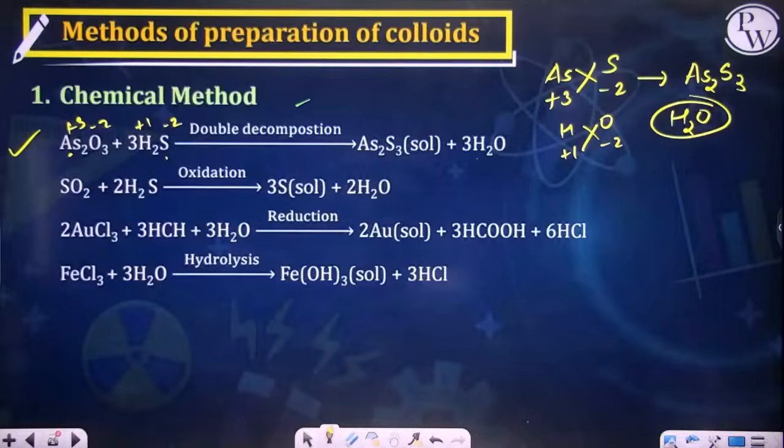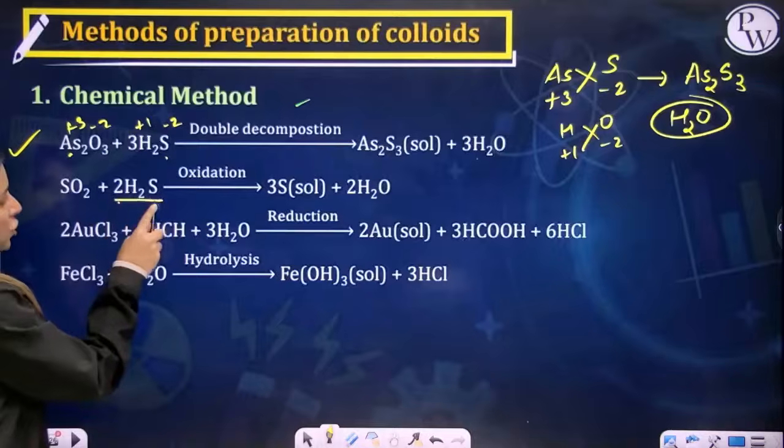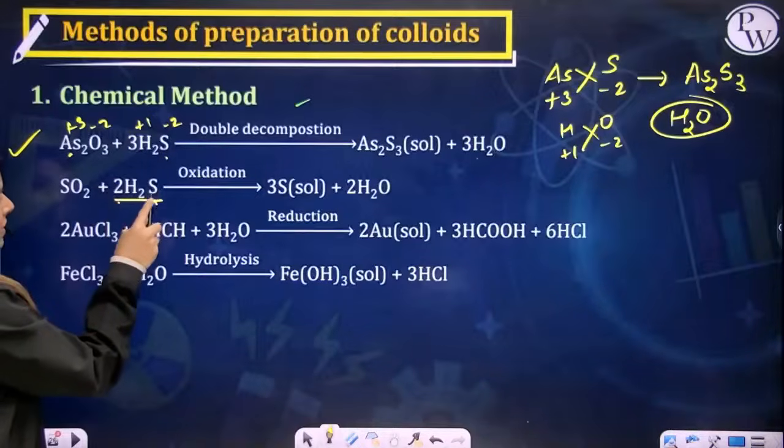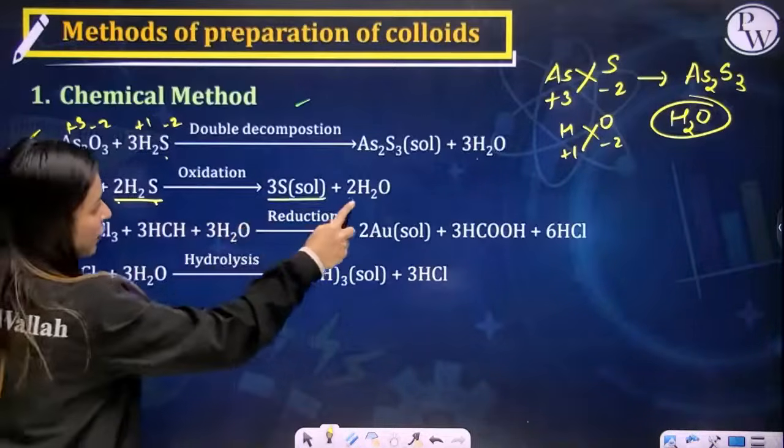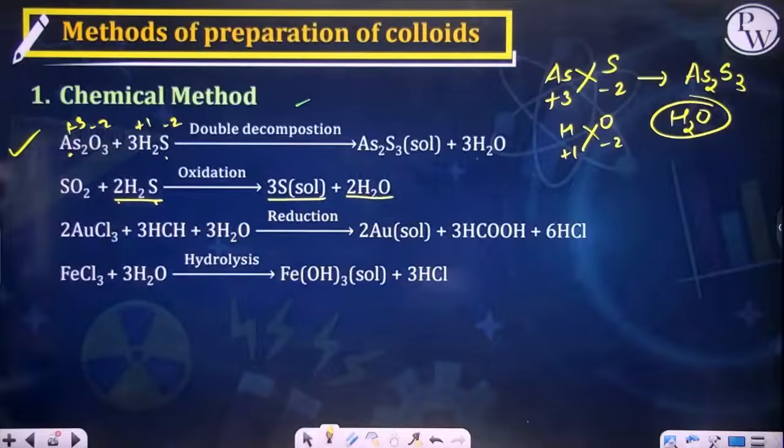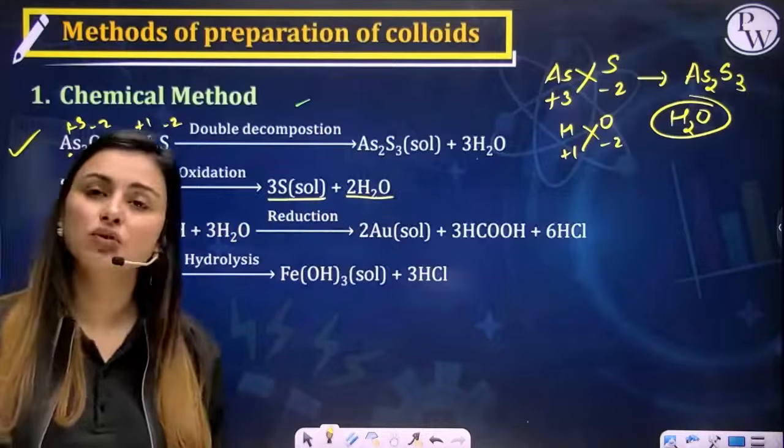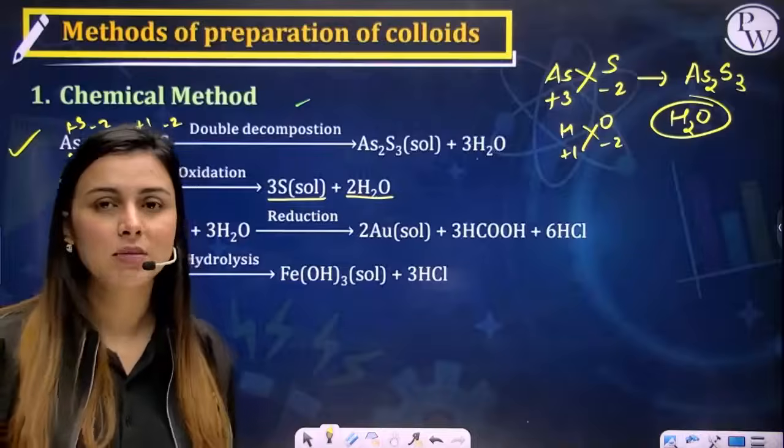Perfect. The next is oxidation, my dear students. You have H2S. The oxidation of H2S takes place, and what will happen? You will have sulfur here and you will have H2O. So this is how your sol is created. Sulfur sol is created by this chemical method.